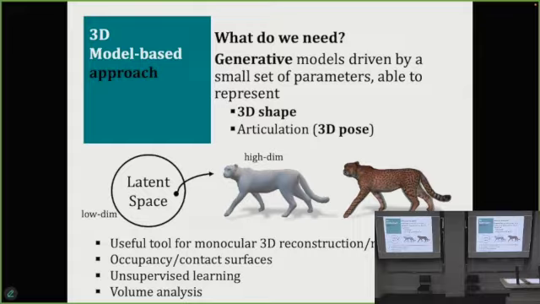And once we have this model, this is really useful because differently from the 2D representation, now we have a surface, so we can also reason about contact, about the interaction with the environment that I said is important. We can do unsupervised learning if we generate the animal as it looks like with also the texture. We can do volume analysis, weight estimation, and so on.